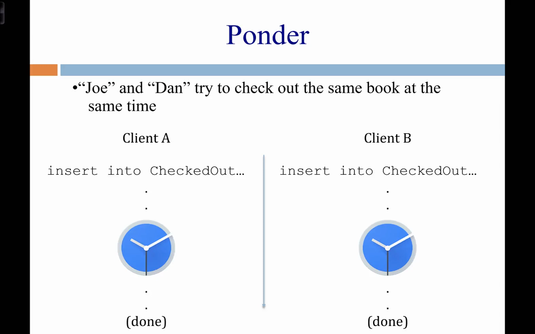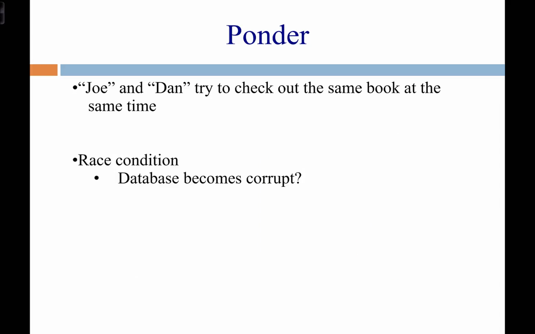They're both going to run some kind of insert command at the same time in order to insert a row into the checked out table saying some patron has checked out the book with serial number X. And that command is going to take some finite amount of time to run, and then it will finish. It's not instantaneous, though, so that's the important thing here. So what happens? You cannot have two of the same serial number in the checked out table because that's a primary key violation. So this is a race condition.